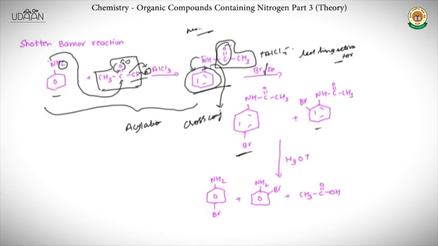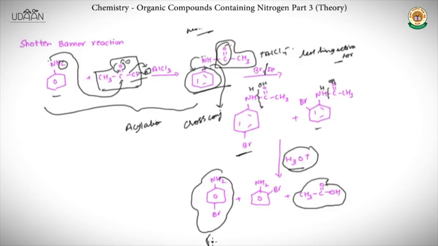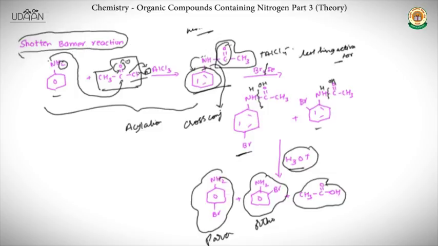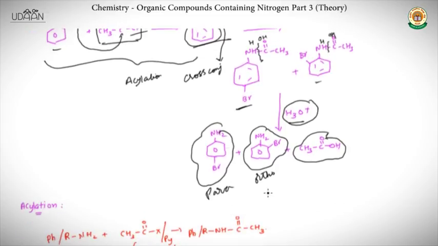And if you hydrolyze it, that is treating with H2O in the presence of an acid, this will undergo hydrolysis. So you get H here, OH here, and also H here, OH here. So you got your acetic acid back, and you also got a para product and an ortho product. Now this reaction is called Schotten-Baumann reaction, which we use mostly for the preparation of para or ortho products.